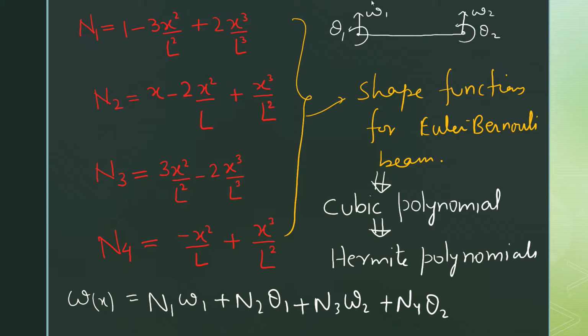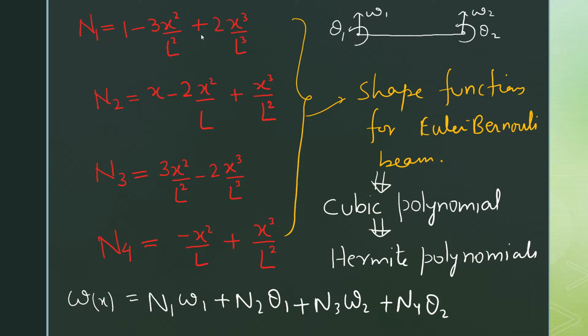So N1 into this displacement w1, plus N2 into theta 1, plus N3 into this w2, plus N4 into theta 2. This is from the finite element concepts, finite element method. So these are called the shape functions. So what's the value of N1? It's written here: 1 minus 3x square by L square plus 2x cube by L cube. N2 is this, N3 and N4.